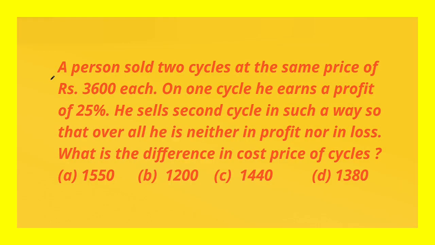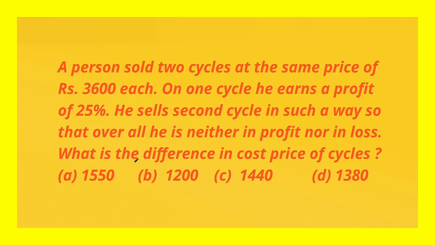We go to the next question. The question is, a person sold 2 cycles at the same price of rupees 3,600 each. On one cycle, he earns a profit of 25%. He sells second cycle in such a way so that overall he is neither in profit nor in loss.